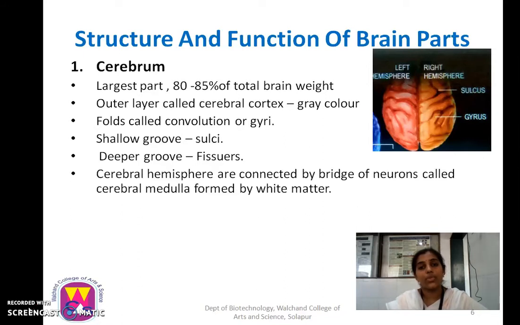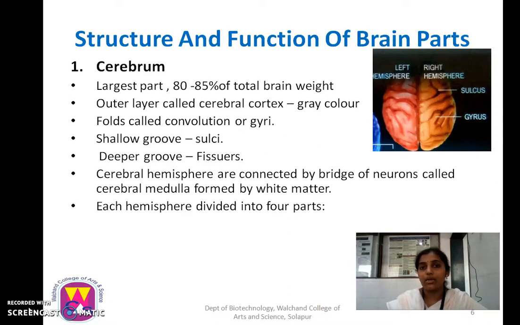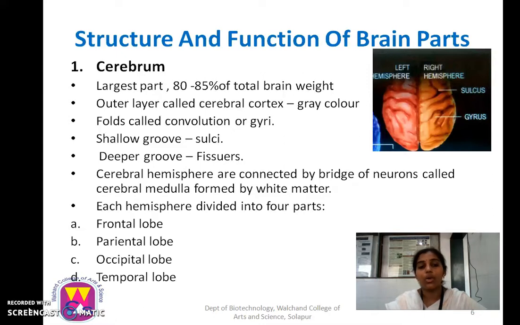The cerebral hemispheres are connected by a bridge of neurons called the cerebral medulla, which is formed by white matter. So the outer cortex is made up of grey matter and the middle connecting layer is made up of white matter. Each hemisphere of the cerebrum is again divided into four major parts, that is the frontal lobe, parietal lobe, occipital lobe and temporal lobe. These all together maintain and carry out the maximum brain function, accounting for the largest function of our brain and nervous system.